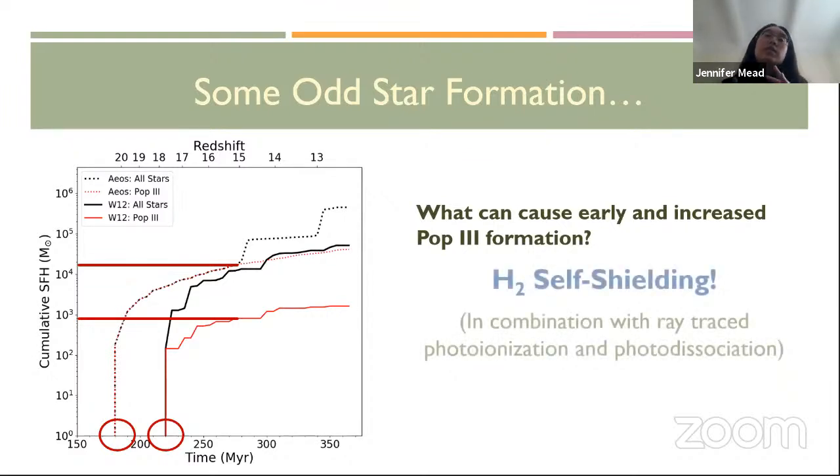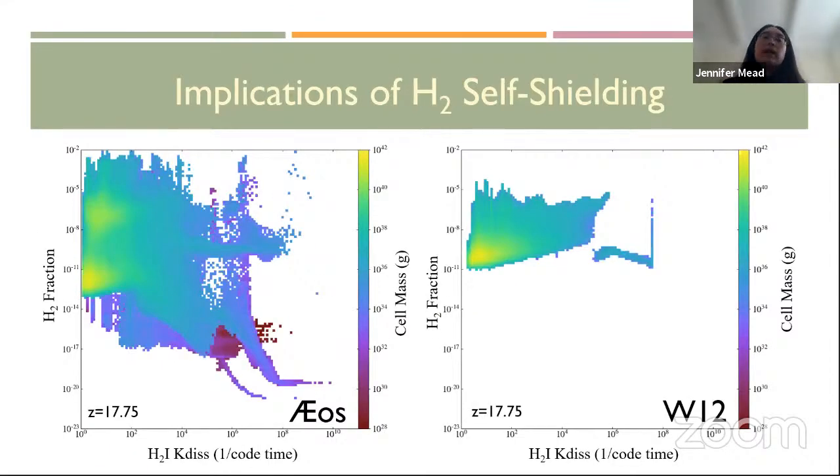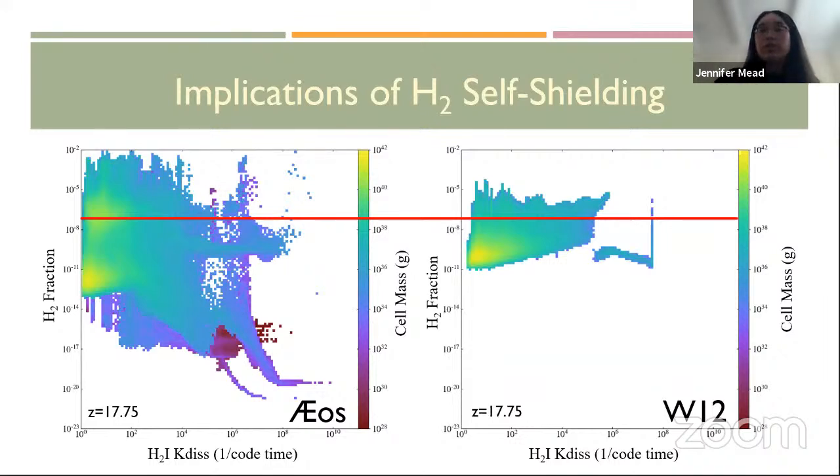Now, I'm going to show that this is actually the molecular hydrogen self-shielding correction in combination with the fact that we ray trace photoionizing and photodissociating radiation. If we take a step back and look at the phase plots for the molecular hydrogen fraction versus the photodissociation rate, with EOS on the left and Birth of the Galaxy on the right, you'll see that the EOS simulation is producing much higher fractions of molecular hydrogen at the same photodissociation rate. I will note that the photodissociation rate in EOS is not including the self-shielding correction, so we're still getting those very high molecular hydrogen fractions.